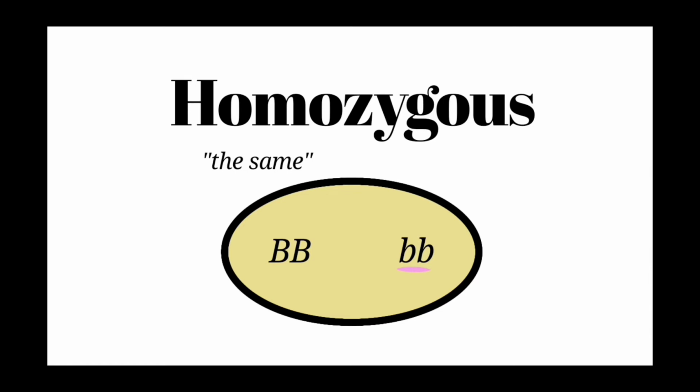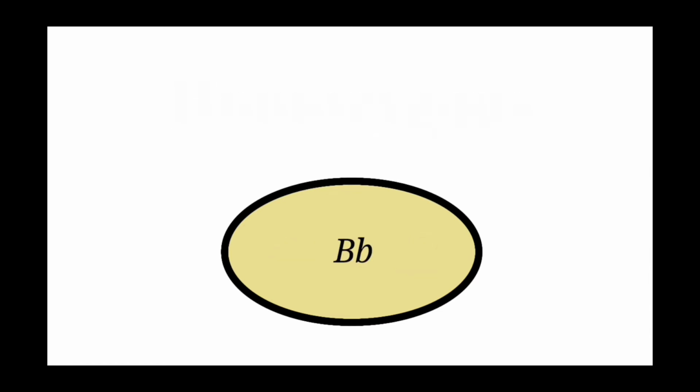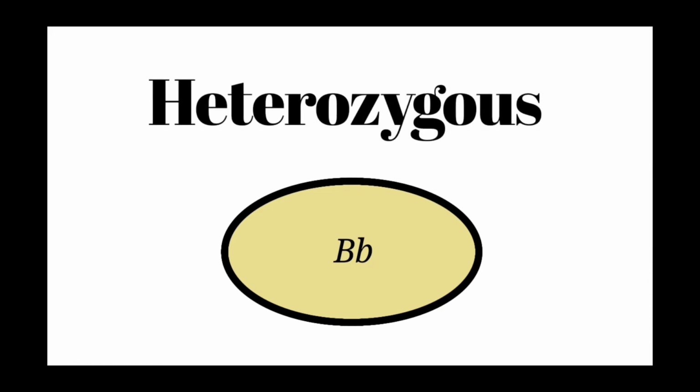When there are two different letters together, like a capital and lowercase b, this is known as heterozygous. The prefix hetero means different, just like there are two different types of letters.